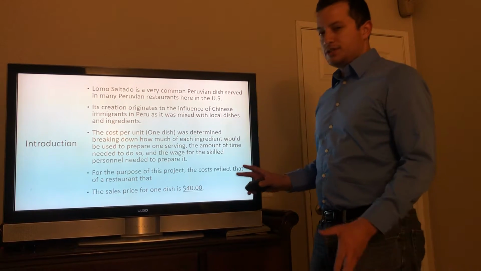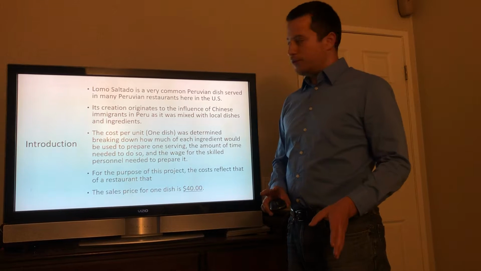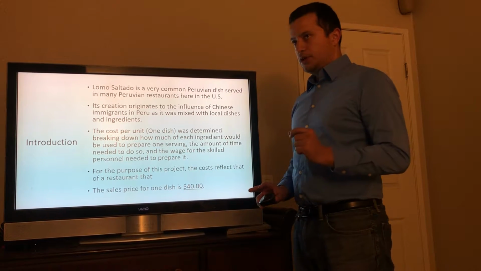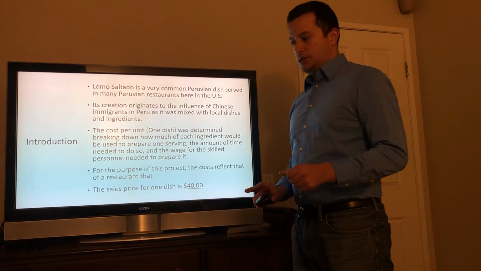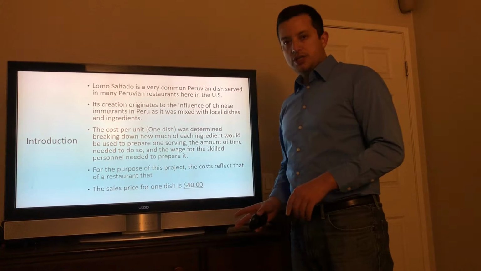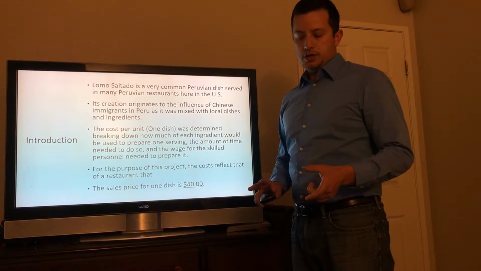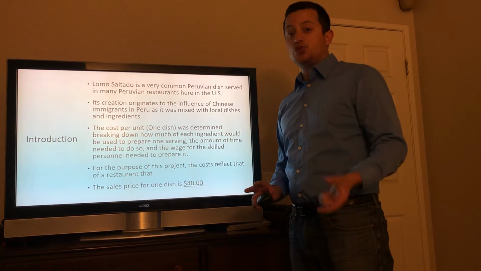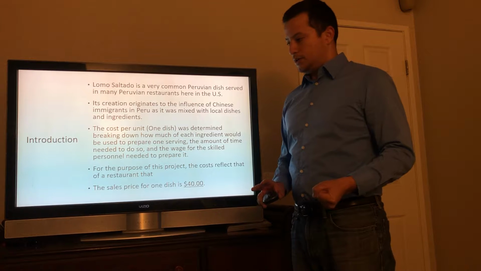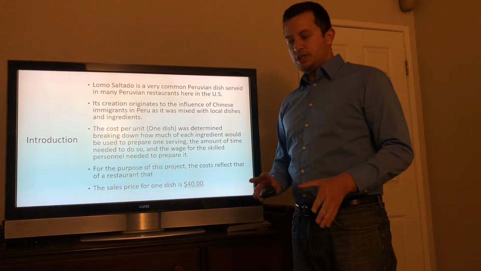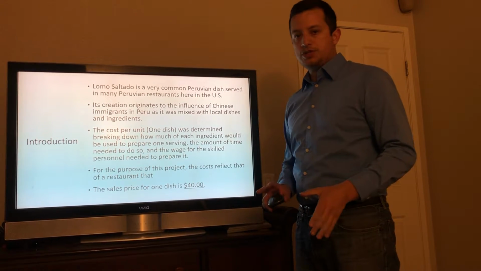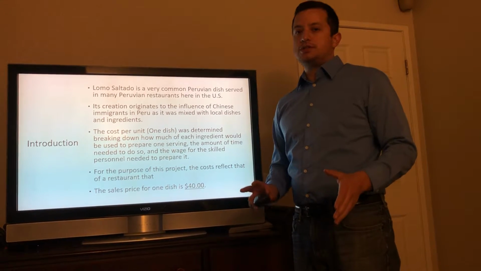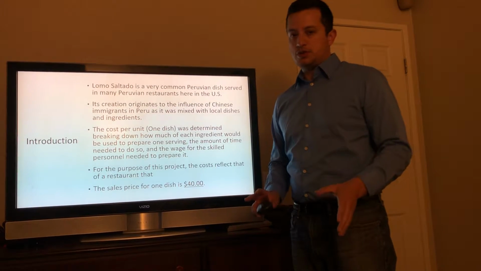The ingredients are a mix of Chinese and Peruvian food, and the cost per unit was determined by breaking down the ingredients, the amount of direct labor hours as well as the indirect labor hours, the amount of time needed to cook the dishes, and the total of dishes calculated that would be served in 1 year.